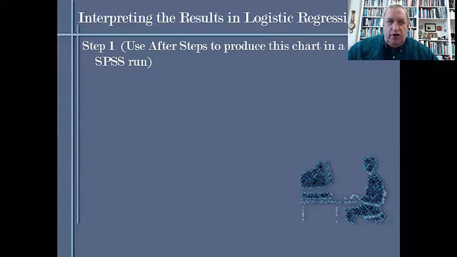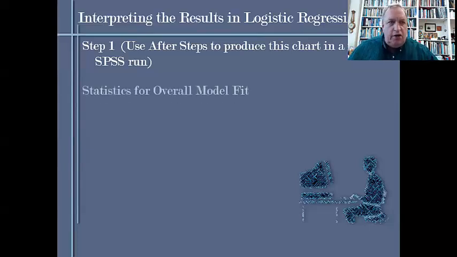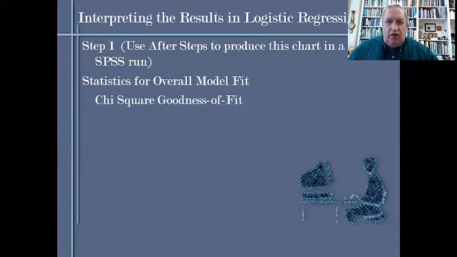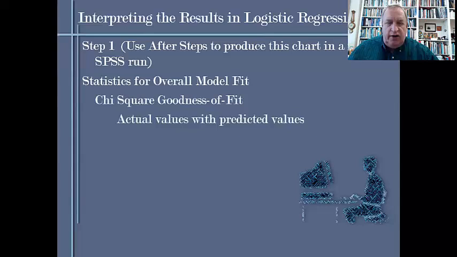The first step, and you're going to use the after steps selection to produce this chart in the SPSS run. And here you're going to get the statistics for the overall model fit. And these are going to be your chi-square of goodness of fit, and these are the actual values that you had in your data that are compared with the predicted variables.